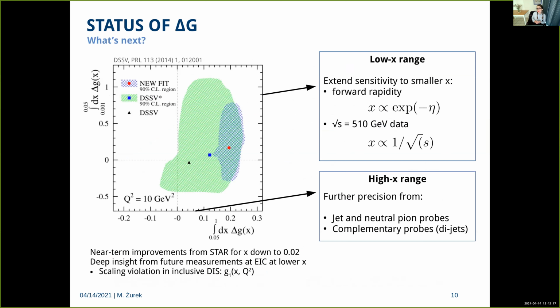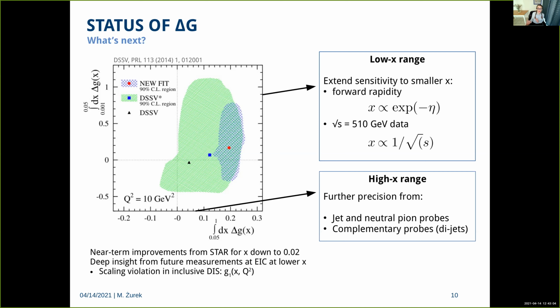The integrated delta G in two different regions, namely where we have data from 0.05 to 1, and the region where the data is very limited, or back then there was no data, namely between 0.01 and 0.05, is presented on this plot. It shows the impact of the data from 2009, but also the need for future investigations and future measurements. In the low x range, where the uncertainty is generally very large, we can push our sensitivity to a bit lower x from STAR, going to more forward rapidity or to higher energies.